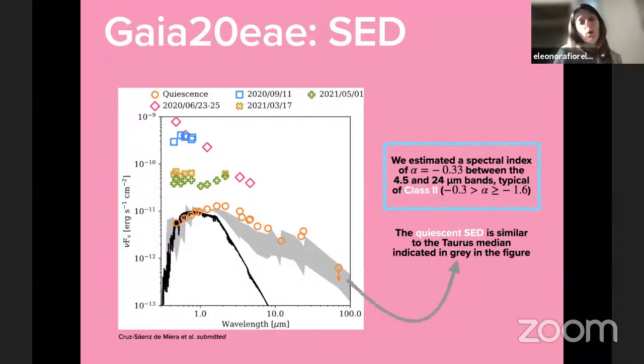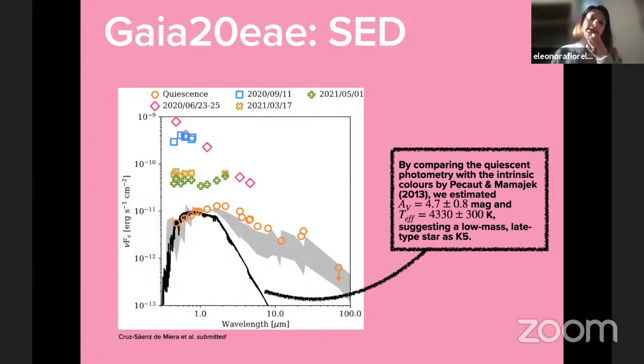And we also compared the observed SED with the median of all the SEDs of classical T Tauri class 2 young stars in the Taurus region. So this shows us that this source can be treated as a young star. And from the stellar contribution, we were able to determine the extinction, which is about 5 magnitudes, and the effective temperature of the star, which corresponds to 4,300 Kelvin, suggesting a low mass, late type star, so a spectral type of K5.